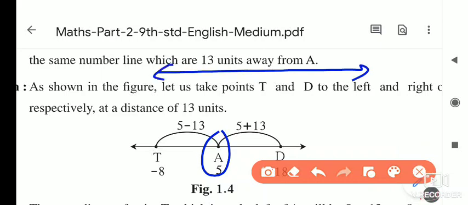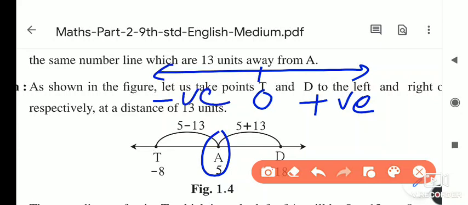As I told you, the number line has which numbers? On one side there are positive numbers, and here in the center 0 is there, which is the origin of the number line, and here there are negative numbers. Okay, so if A is here and you move towards the left side, you will notice that negative numbers, meaning smaller numbers, are there. So when we have to find the coordinate of the point which is away from A towards the left side, we have to subtract that many units. Here they are asking for 13 units away.